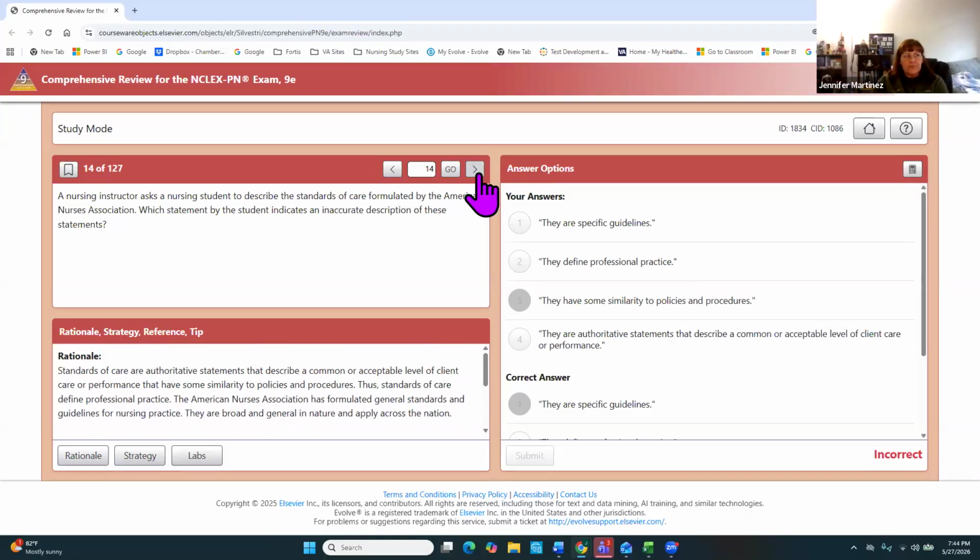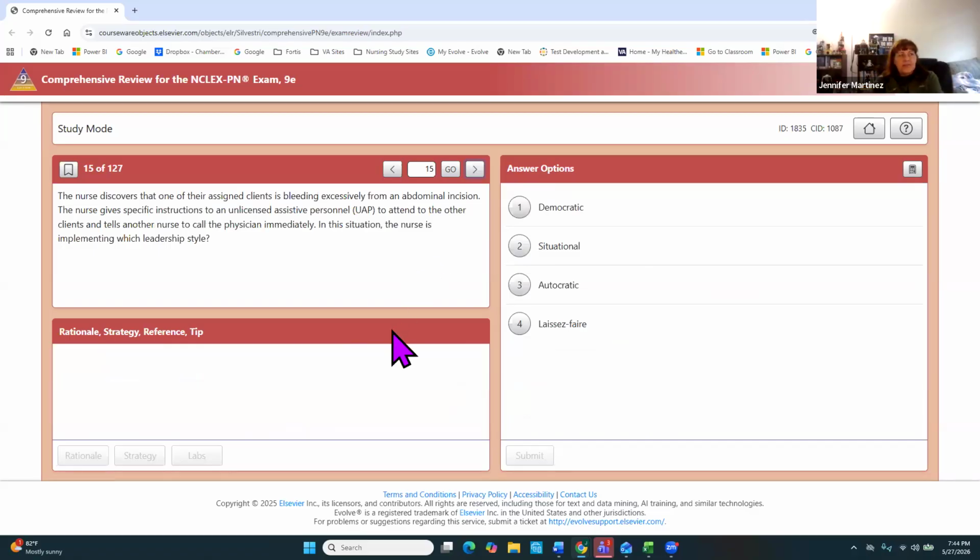All right. The nurse discovers that one of their assigned clients is bleeding excessively from an abdominal incision. The nurse gives specific instructions to an unlicensed assistive personnel to attend to the other clients and tells another nurse to call the physician immediately. In this situation, the nurse is implementing which leadership style? Democratic, situational, autocratic, or laissez-faire?